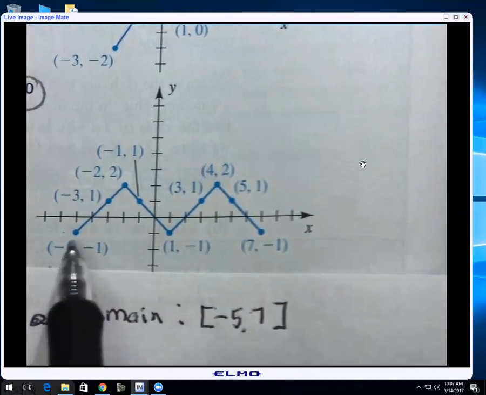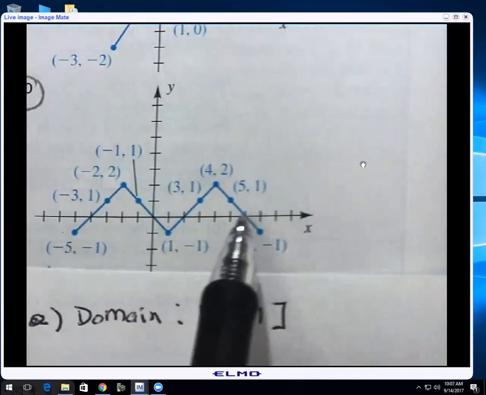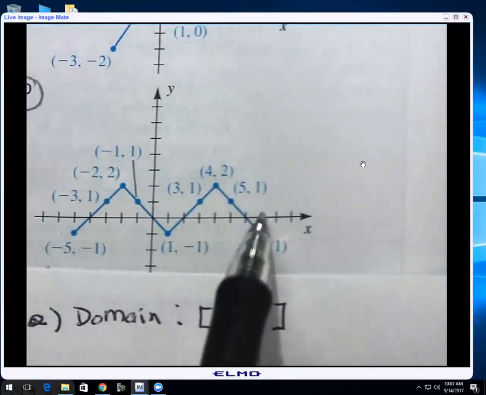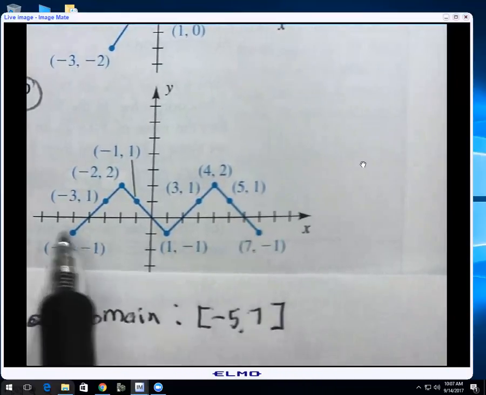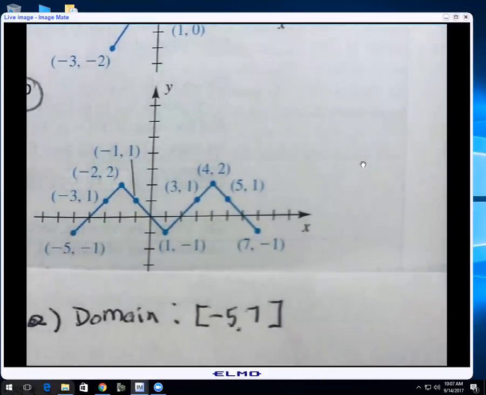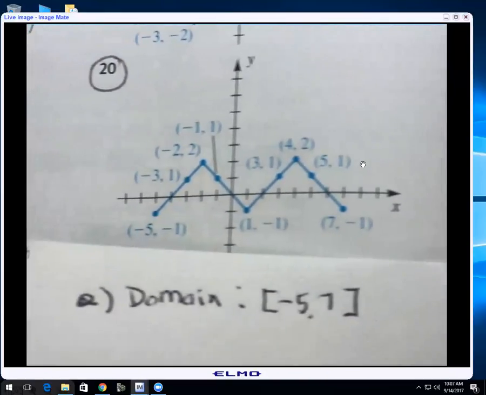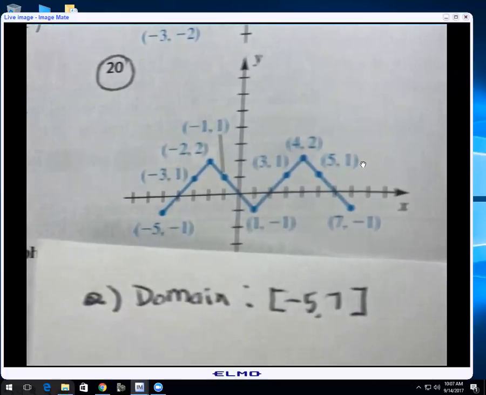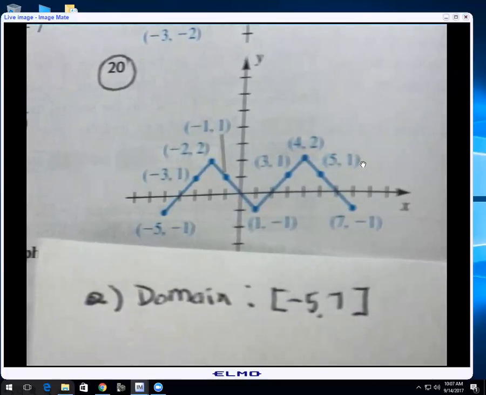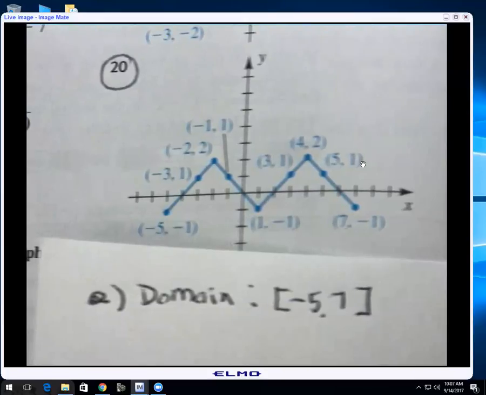What am I not seeing that you're seeing? Here's 7. It's defined at 7. It's defined at -5. It's defined everything between -5 and 7. Two people are going, what the heck? Tell me what's bugging you. Are you looking at y values instead of x values? Like there's no 6, there's no 4.